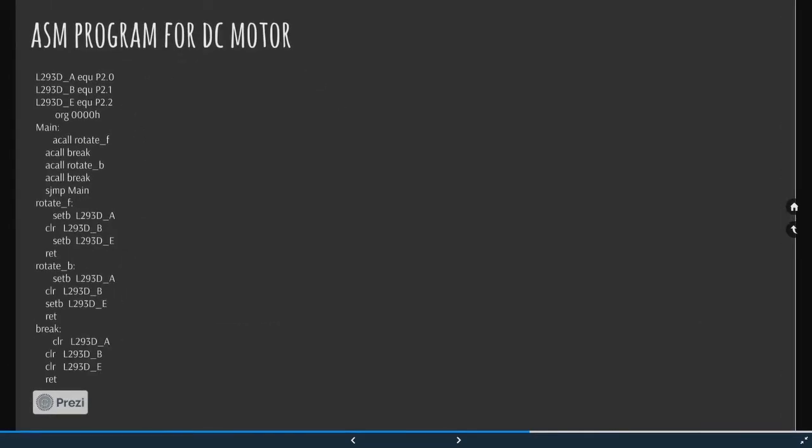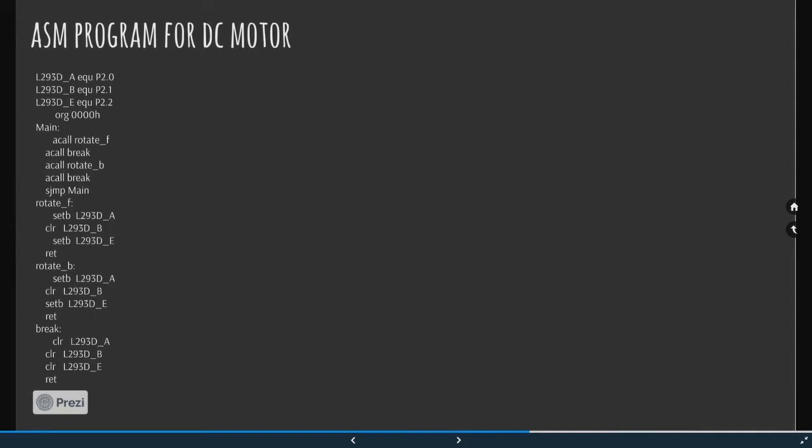Assembly language program for the DC motor. Here, the L293D motor driver is used for interfacing the 8051 microcontroller. Here, driver L293D A is equated to pin P2.0, and L293D B and C are equated to pins P2.1 and P2.2 respectively. Next, the ACALL function is used for calling the subroutine located at the specified address, that is ROTATE F and ROTATE B, and the SJMP main function is used to stay in the loop.